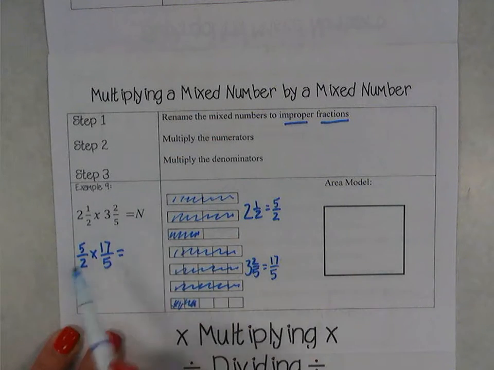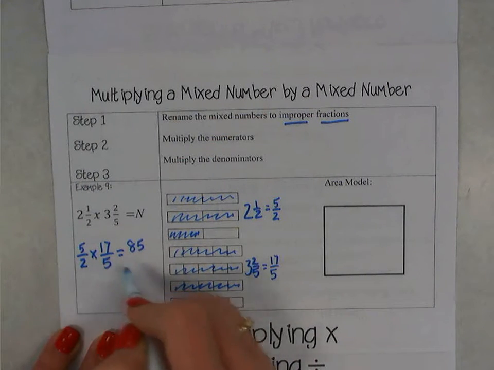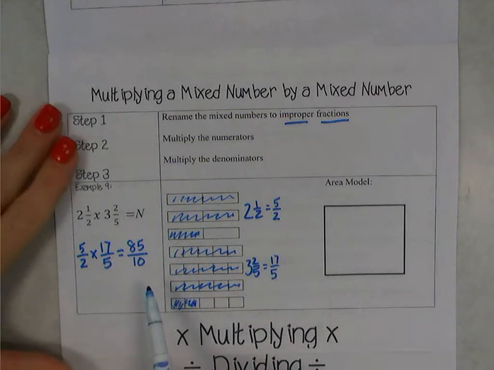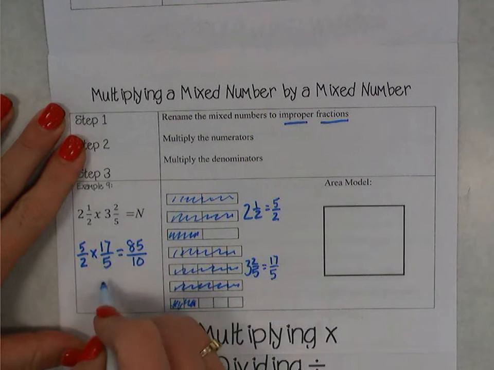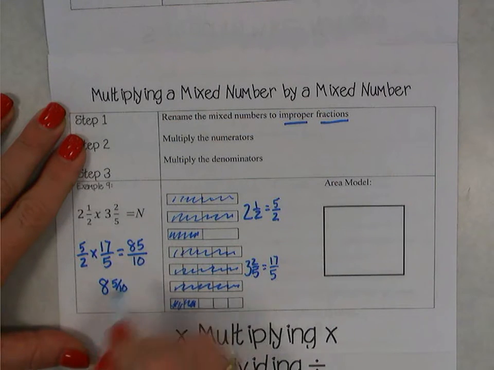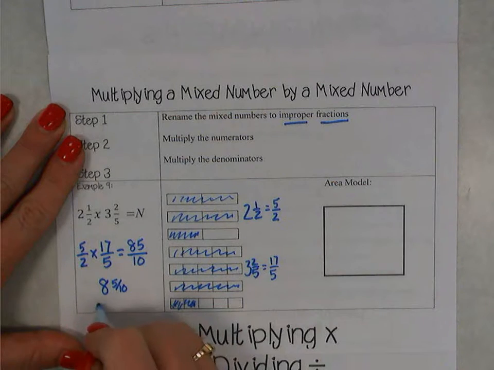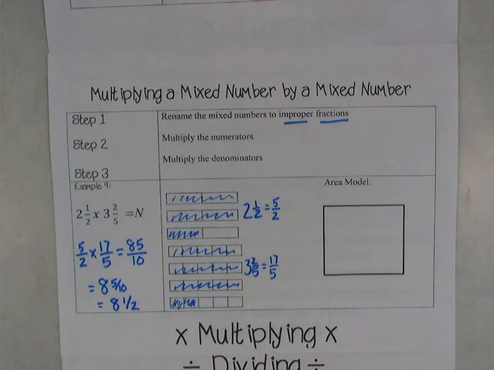Now I'm ready to use that algorithm. 5 times 17 is equal to 85, and 2 times 5 is equal to 10. Now I've got an improper fraction as my answer. I want to now convert this to a mixed number. How many times does 10 go into 85? 8 times with 5 left over, or 5/10. Okay, so we had a remainder of 5, that becomes 5/10. And I can rewrite this and simplify it as 8 1/2. So that is one way to multiply a mixed number by a mixed number.